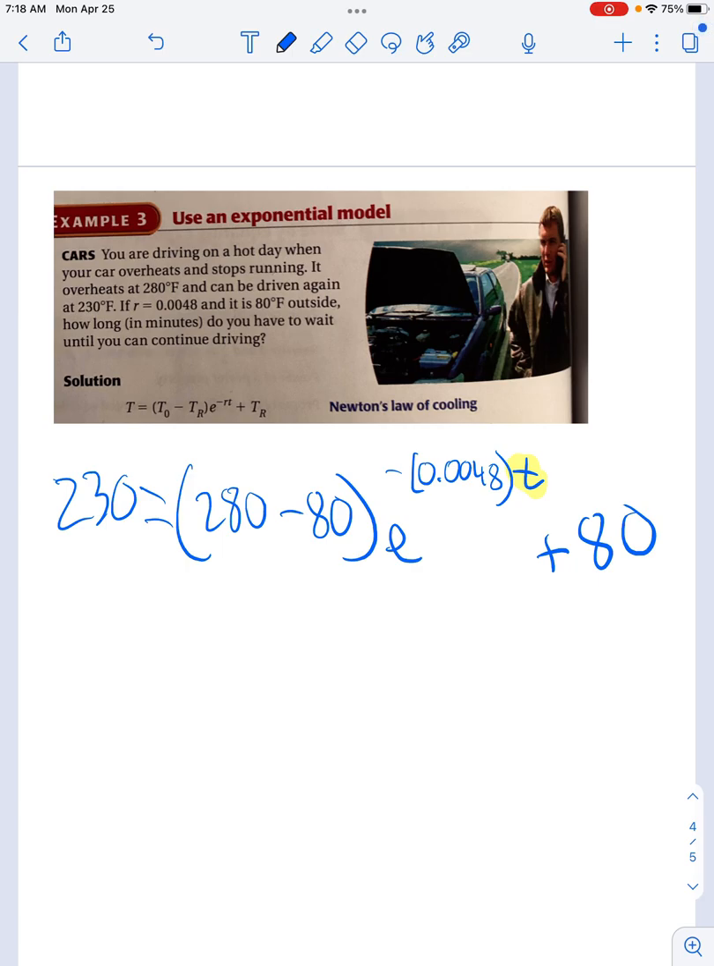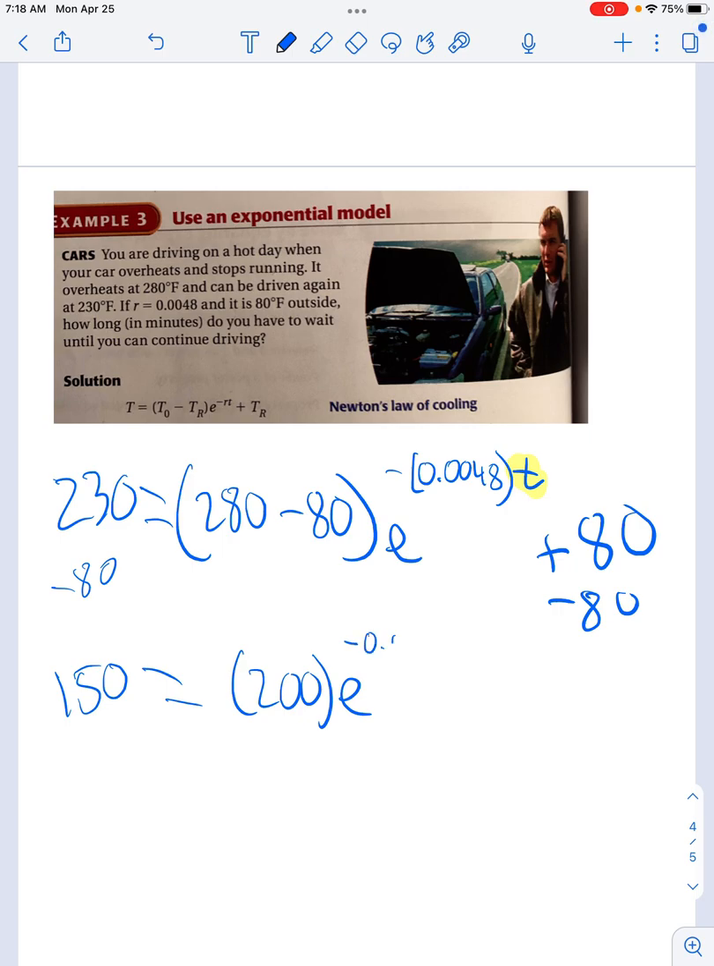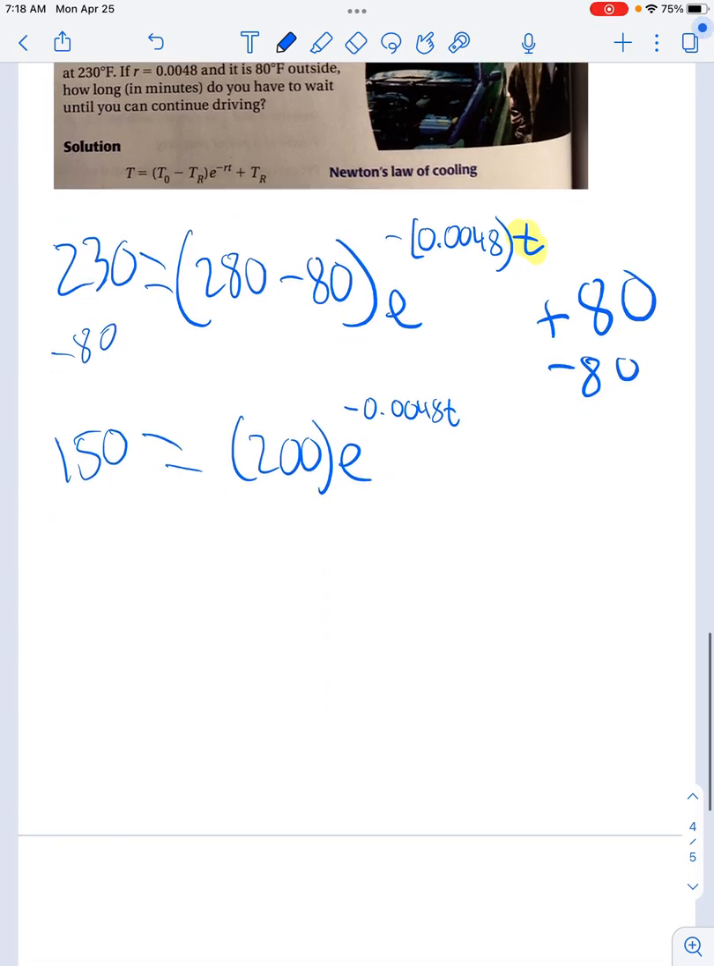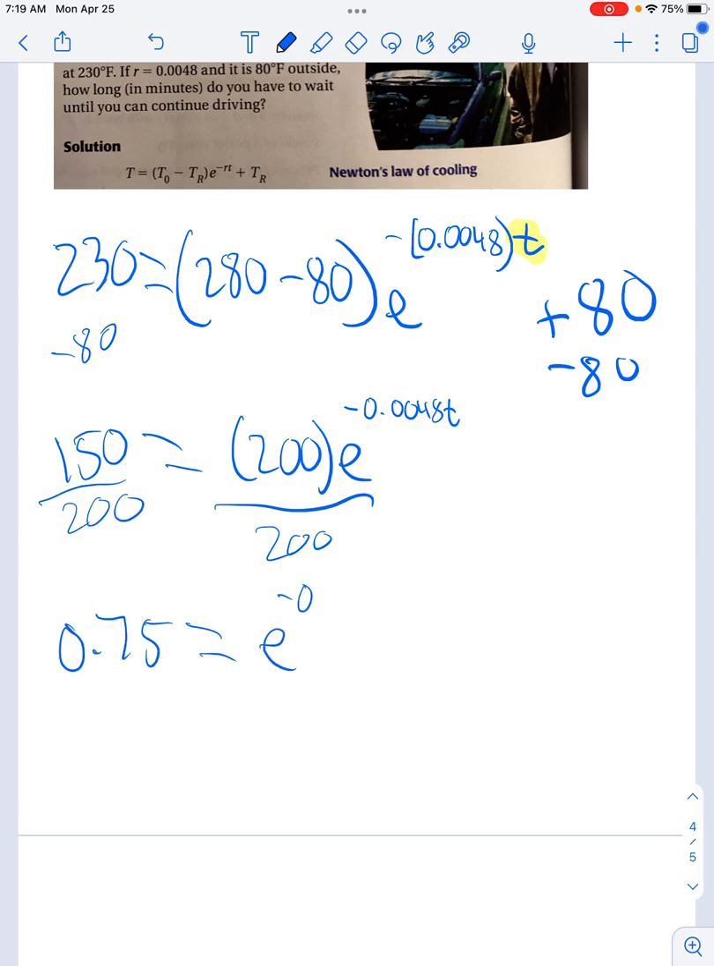As I start to simplify, I'm going to subtract 80 on both sides. So 230 minus 80 gives 150, equals 280 minus 80, which is 200, times e to the negative 0.0048t. Now we're going to get rid of this 200 by dividing both sides by 200, and we get 0.75 equals e to the negative 0.0048t.